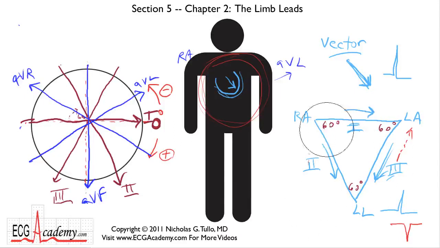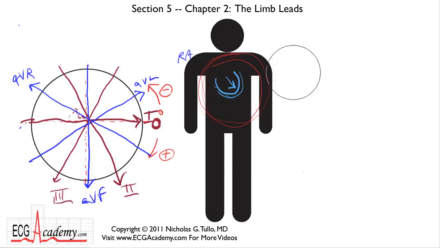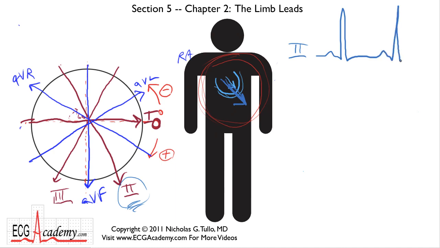Okay, now the idea behind the leads being important has to do with the direction of the electrical signal. So let's say that in this normal person, you have a vector that's traveling down and to the left. So now if you happen to be monitoring, let's say lead 2, which would be going from the right arm to the left leg, the signal is traveling along lead 2 in that direction. And so when you look at the EKG in lead 2, you're going to see a large positive deflection of both the P wave and the QRS complex.